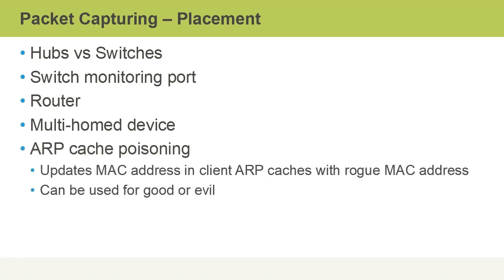We have to watch out for ARP cache poisoning. This is where a malicious user can update the MAC address in client ARP cache tables in memory with the rogue MAC address. In other words, with their MAC address for their fake router. Now, that can be used for good to redirect people through a more efficient router, or for evil, where a malicious user is really only interested in getting all the traffic funneled to one location so they can capture it all, even in a switched environment.